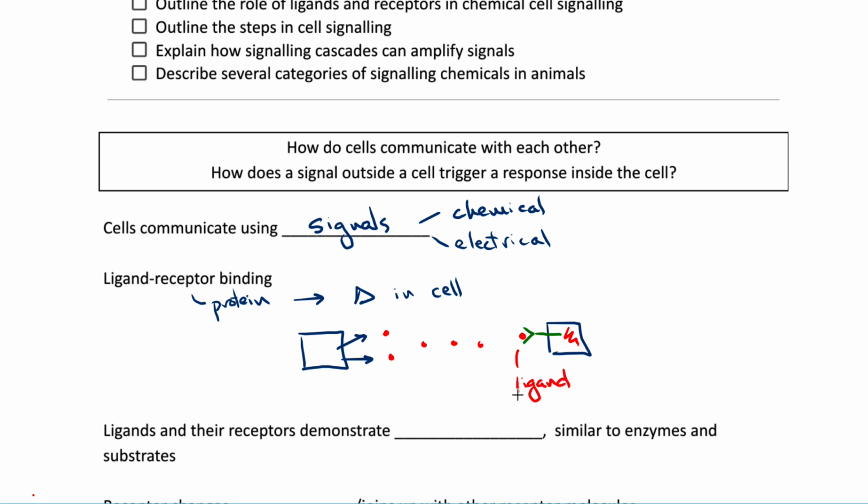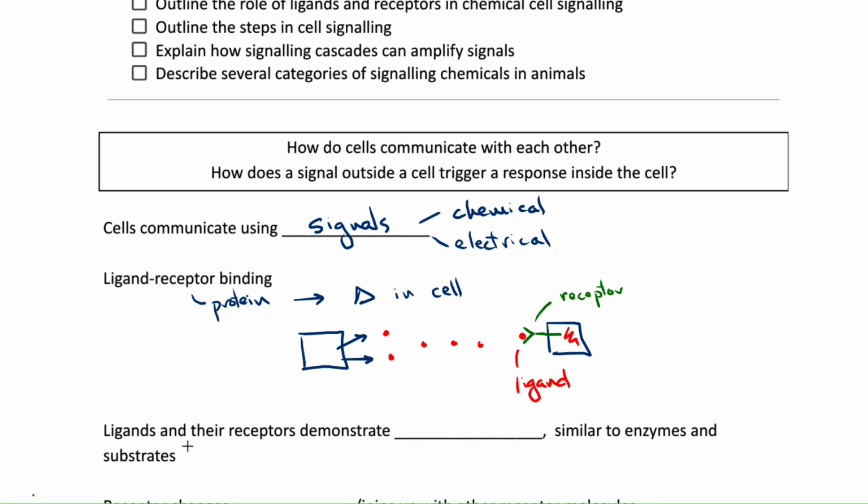Ligand comes from the same root as the word ligase, like DNA ligase. It means to tie because the ligand is binding to this receptor, and this green Y-shaped molecule here is the receptor. That's a protein that in this example is on the cell membrane, but could also be within the cytoplasm or the nucleus.